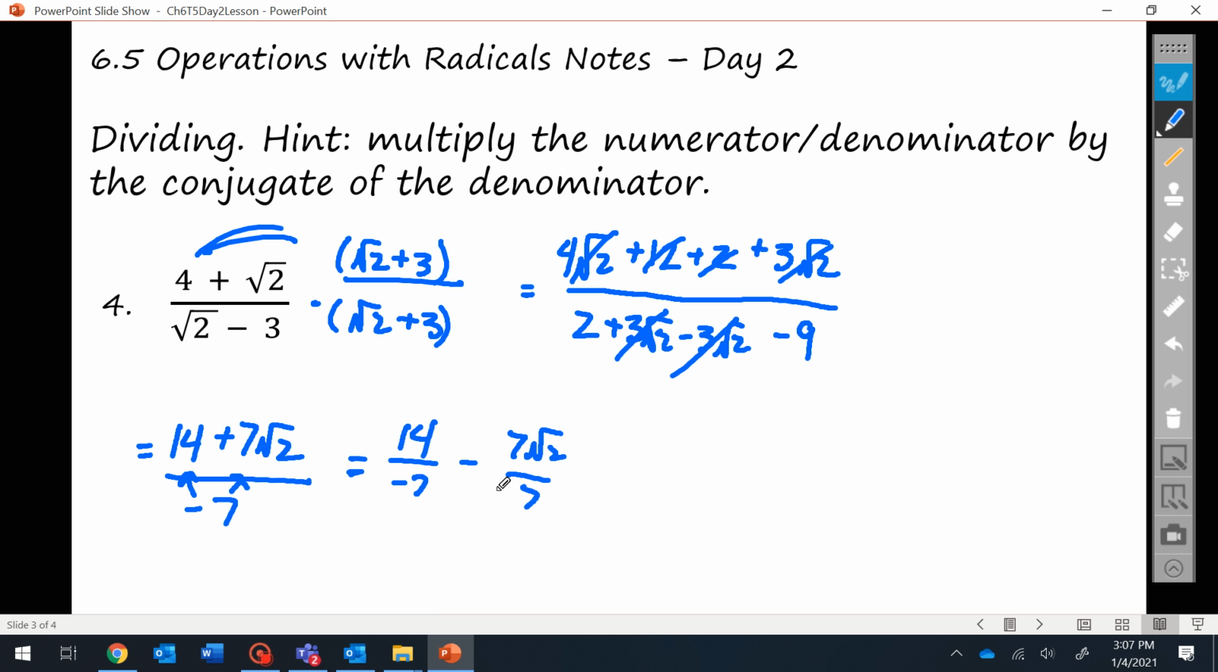Okay, I just put the minus sign here instead of under here. It's the same thing. It's going to work out in the end, so I don't need to do it for the other one. But I could put the minus sign out front. 14 divided by negative 7 is negative 2. And 7 divided by 7 is 1, so this is negative 2 minus root 2. That's what we get for number 4. 4 plus root 2 over root 2 minus 3 simplifies to negative 2 minus root 2.